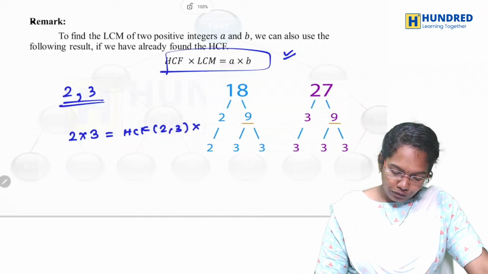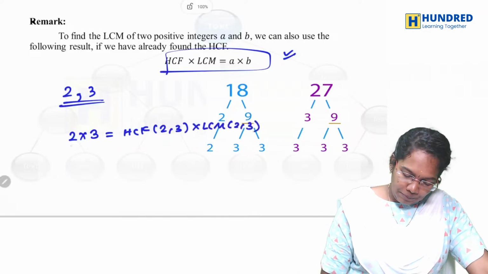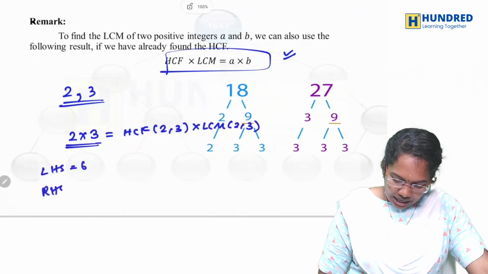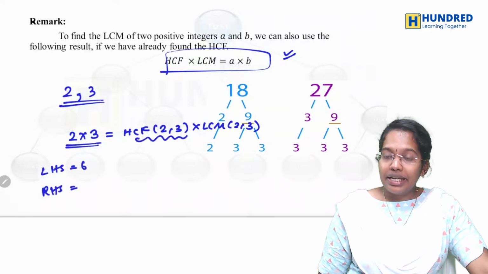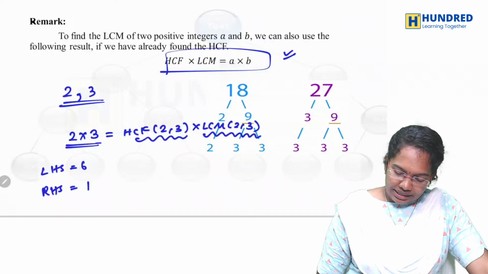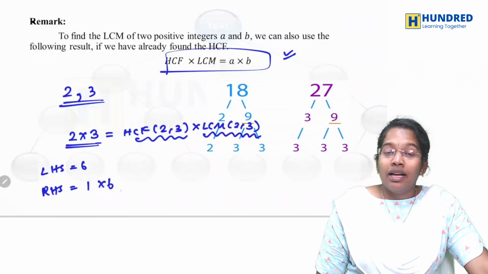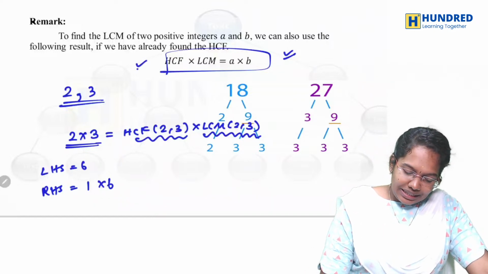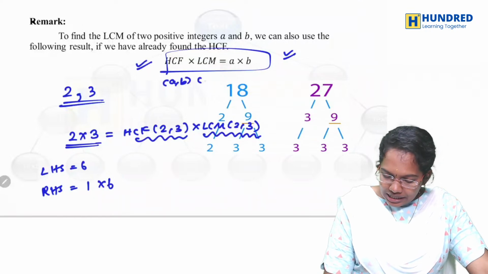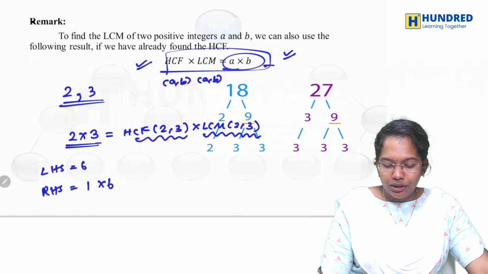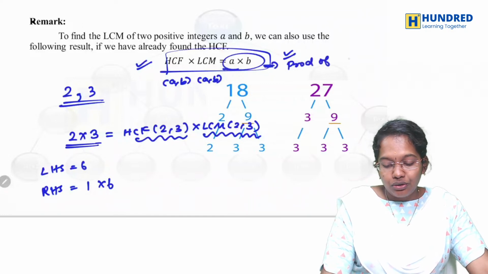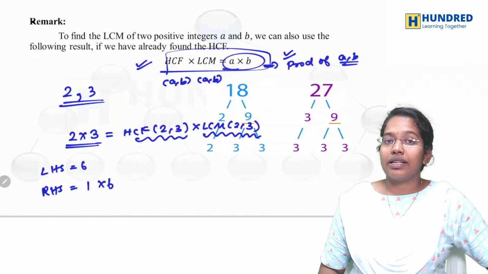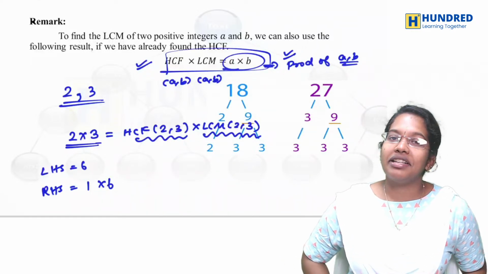And the LCM of 2 and 3 is 6. See, in the LHS it is 6. And in the RHS, the HCF of 2, 3 is 1 and the LCM of 2, 3 is 6, so the answer is LHS equals RHS. This satisfies that the HCF of two numbers into the LCM of those two numbers will always be equal to the product of those two integers A and B. So these are the applications of the fundamental theorem of arithmetic.